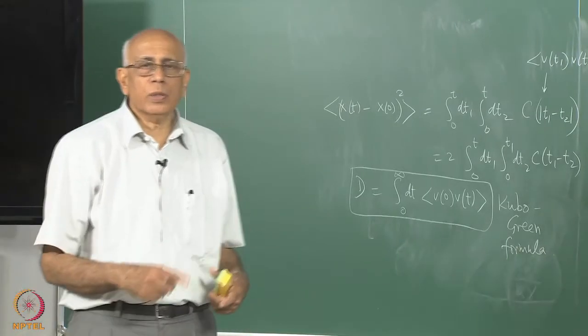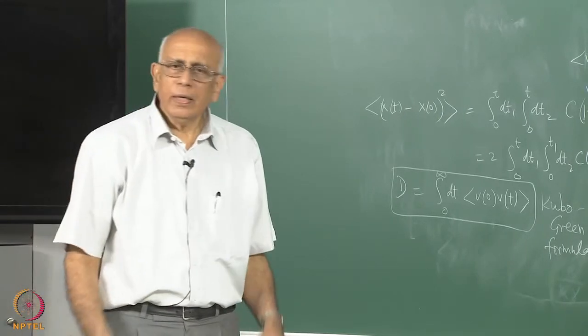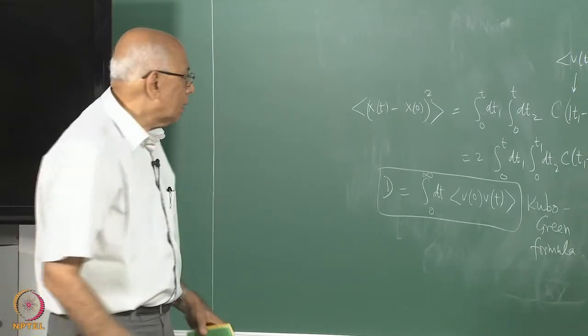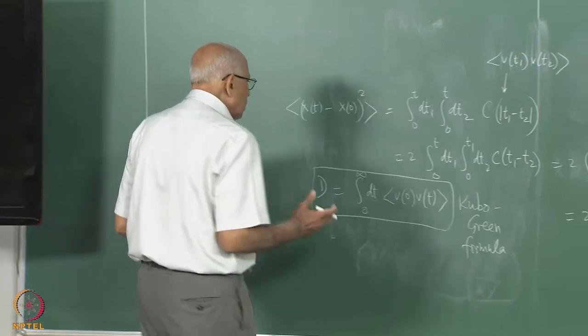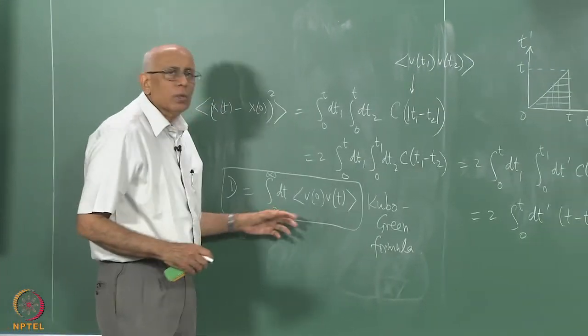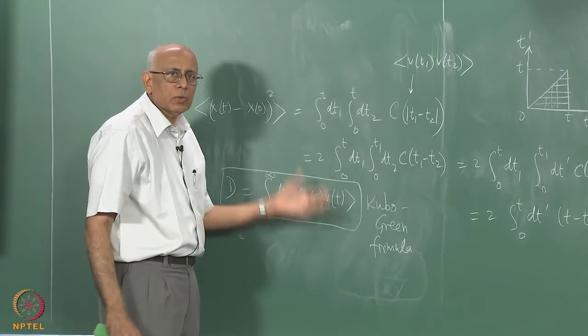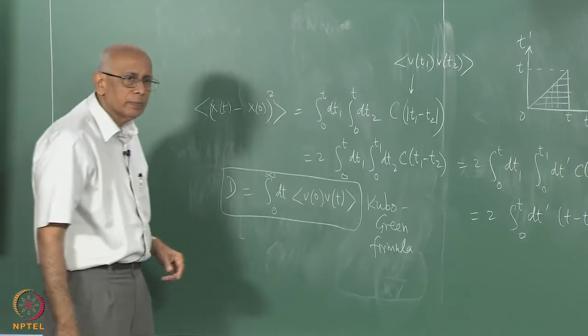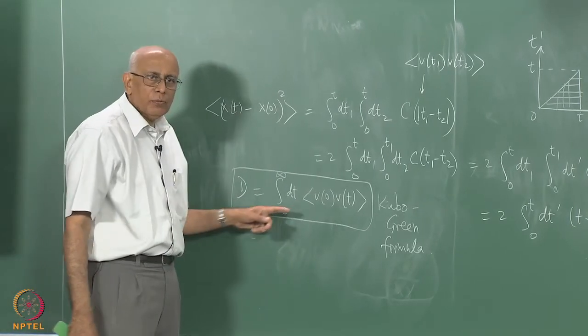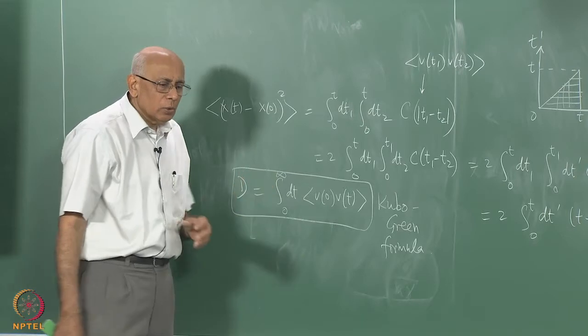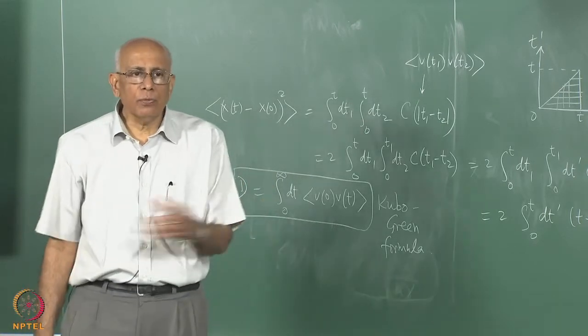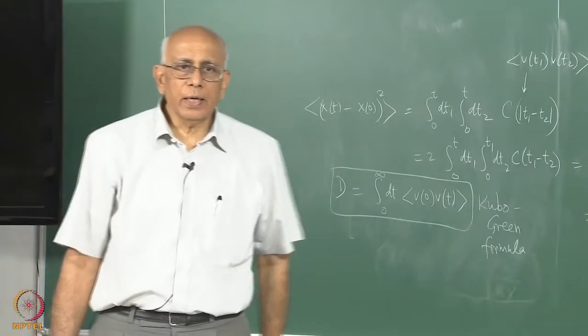It's an example of what's called a Kubo-Green formula, where various response functions, susceptibilities and so on and so forth, are given as autocorrelations, integrals over autocorrelations in equilibrium. Okay. It's part of a more general definition where you subject this particle to a sinusoidal force and ask what its steady state response is going to be.